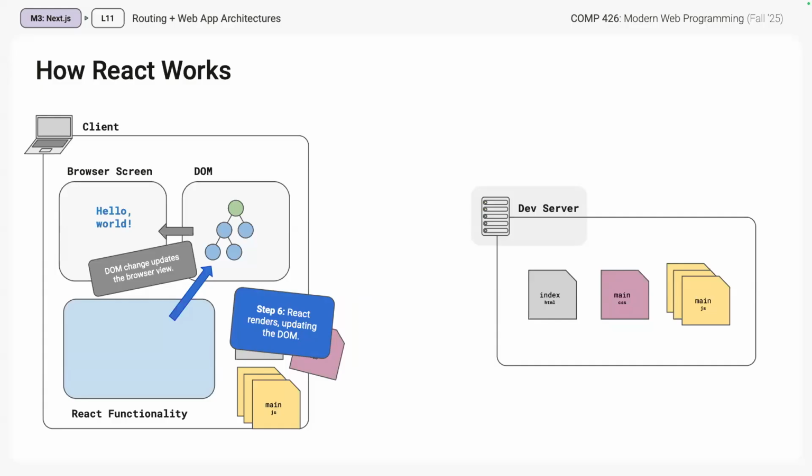And of course, when React updates the DOM tree, the browser screen changes. So from the user's point of view, they see the website as expected. Any questions here so far?